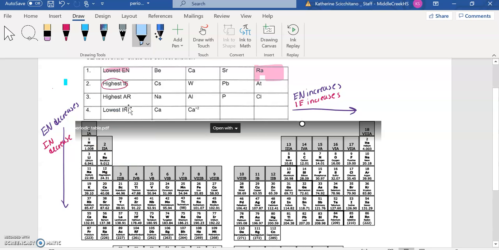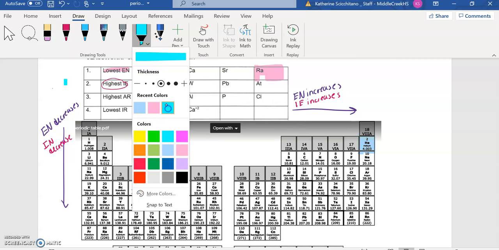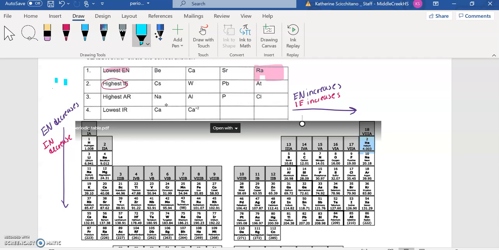So based on this trend, it decreases going down, so it means it's going to be towards the top, and it increases left to right. So the element on the periodic table that's going to have the highest ionization energy is going to be helium. So I'm going to go ahead and find my 4 elements that it's asking me to compare. So we have cesium, and then we have tungsten, and then we have lead, and lastly we have astatine. Okay, so if I want the highest ionization energy, well, astatine is closest to helium, so that's going to be my answer. All right, next one.